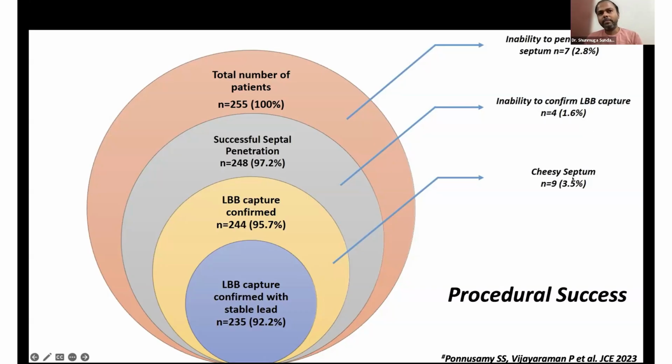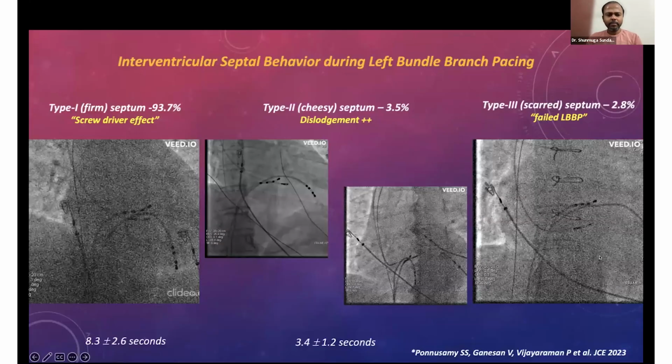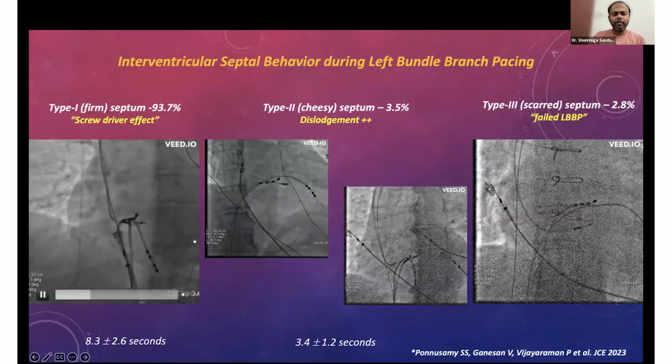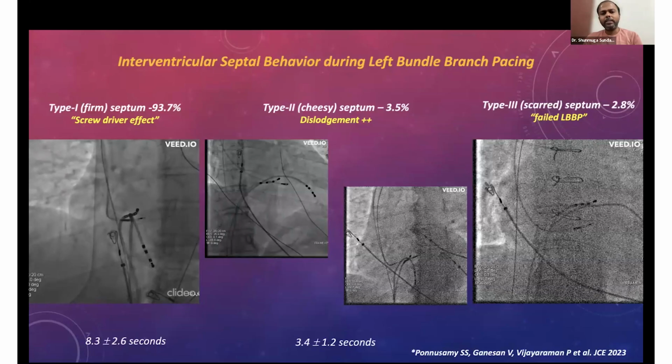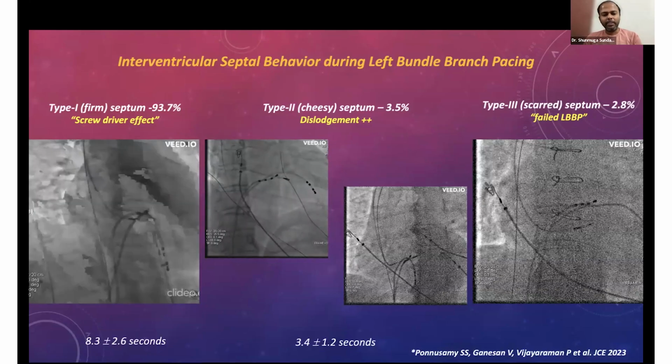So these 3.5% of the patients are very important to observe, because when you leave the lead in the interventricular septum in these patients, you can find the lead either in the LV cavity or in the RV cavity on the next day, because the septum will not have enough grip to hold the lead. So this is very important to identify, because there is a high chance of lead dislodgement in this group of patients. So we have classified the septal behavior because it's important to understand it, not only for the acute procedural success, but also to predict the long-term outcome of left bundle branch paced patients.